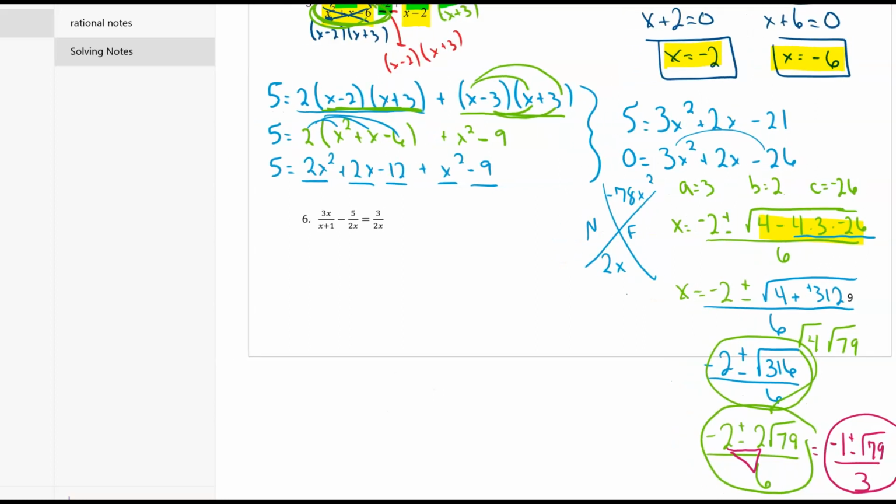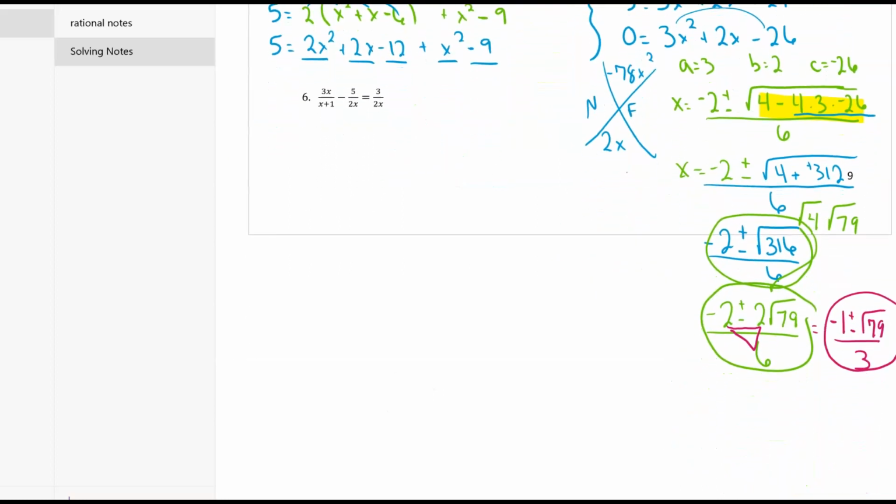All right, let's do our last example. So number 6. Again, the first thing I want to do is try to factor my denominators. So x plus 1, 2x, 2x. None of those can factor. So as far as my least common denominator, maybe at this point you're going to see that each denominator needs an x plus 1 and it needs a 2x. So if it doesn't have one of those two pieces, that's what I'm going to give it.